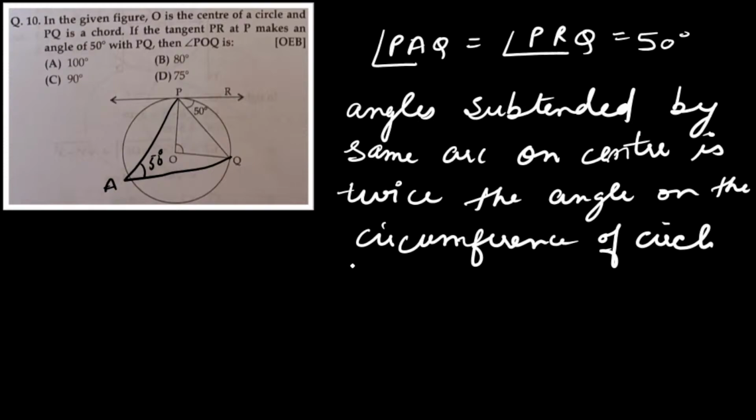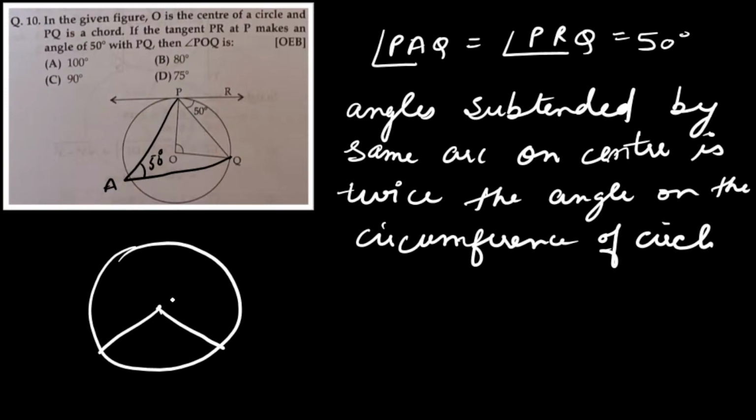So what does it mean? The central angle is two times the angle on the circle. Here I have the angle at the center and here I have the angle on the circle. If this angle is 50 degrees, then the central angle is 2 times 50, which is double the angle on the circle. So the central angle is equal to 100 degrees.